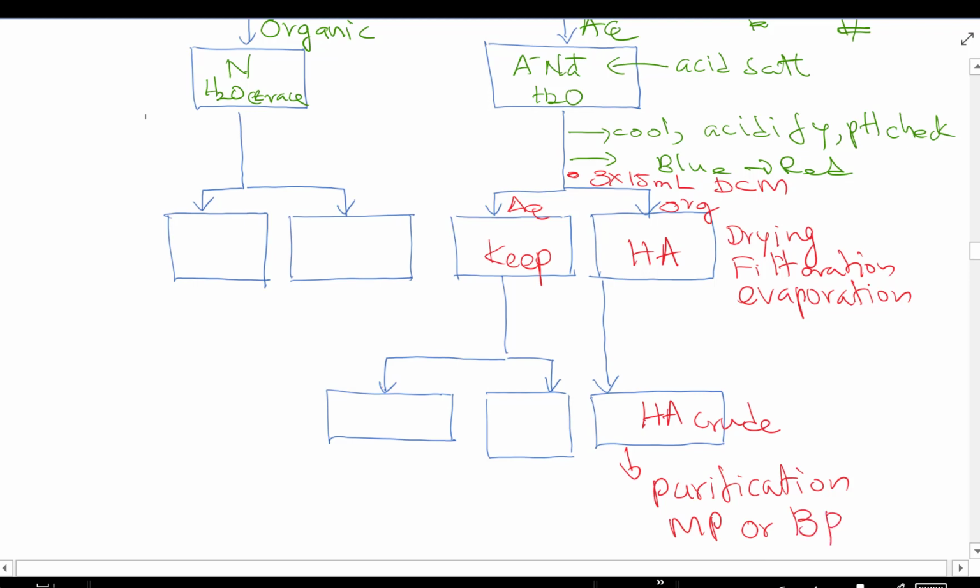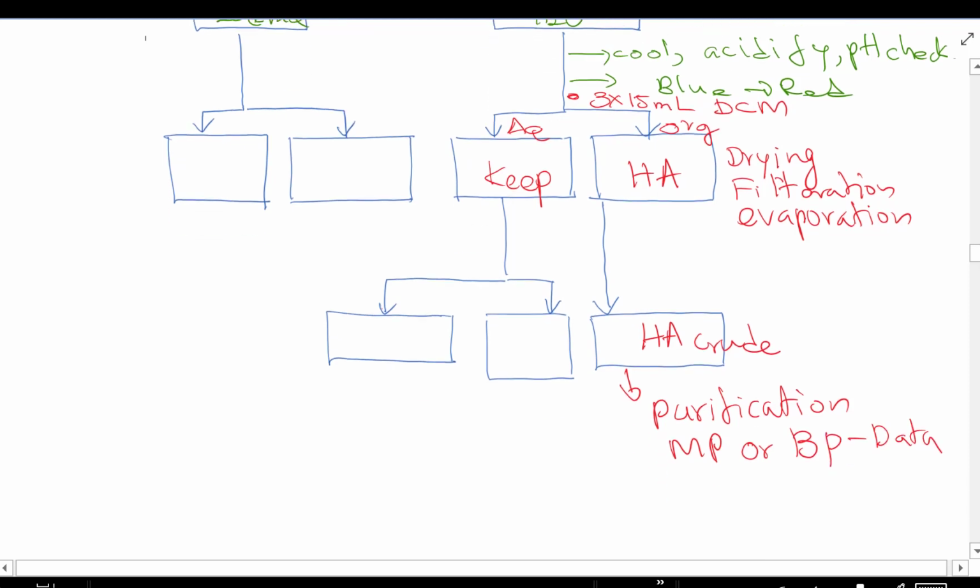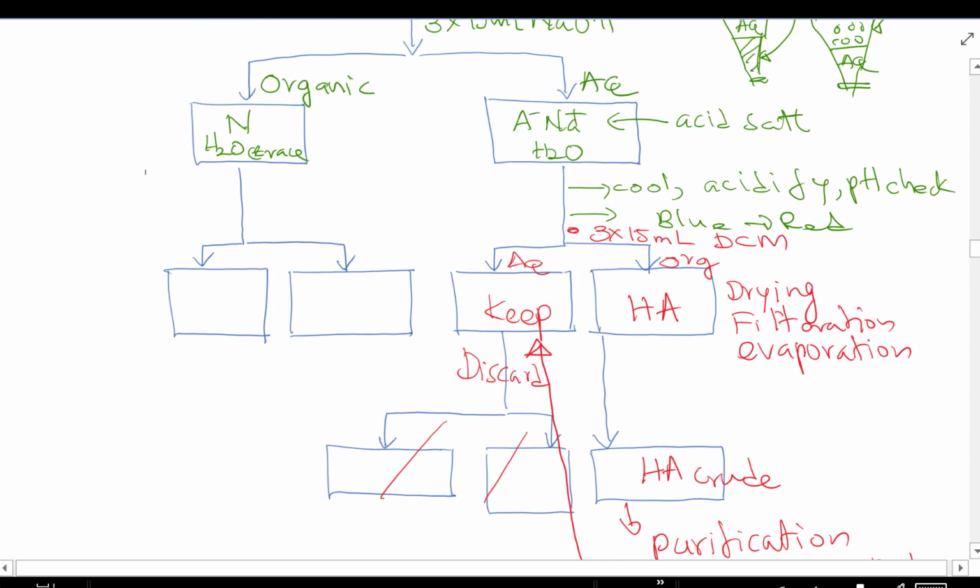You can do the purification by recrystallization if it is a solid, or you can just do the melting point analysis for the crude. Then you check the aqueous and discard the aqueous as you are advised, because it's contaminated water, right?